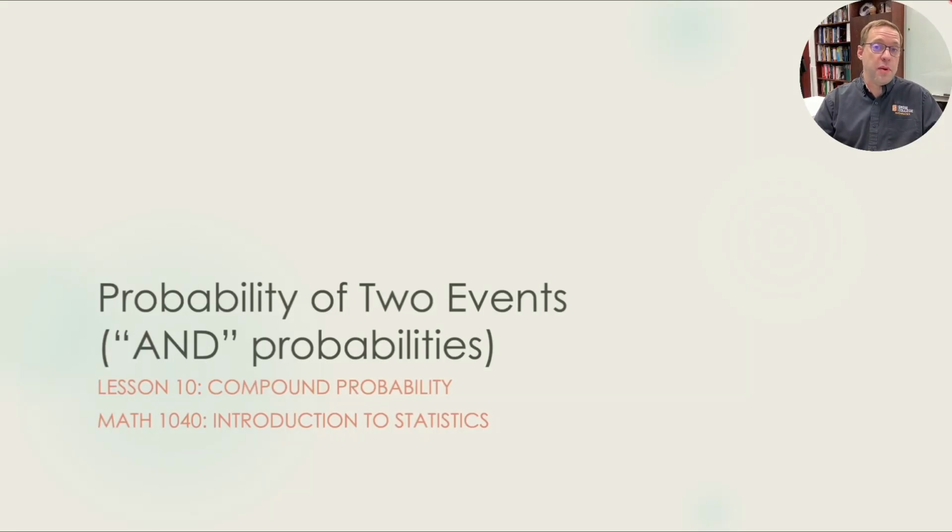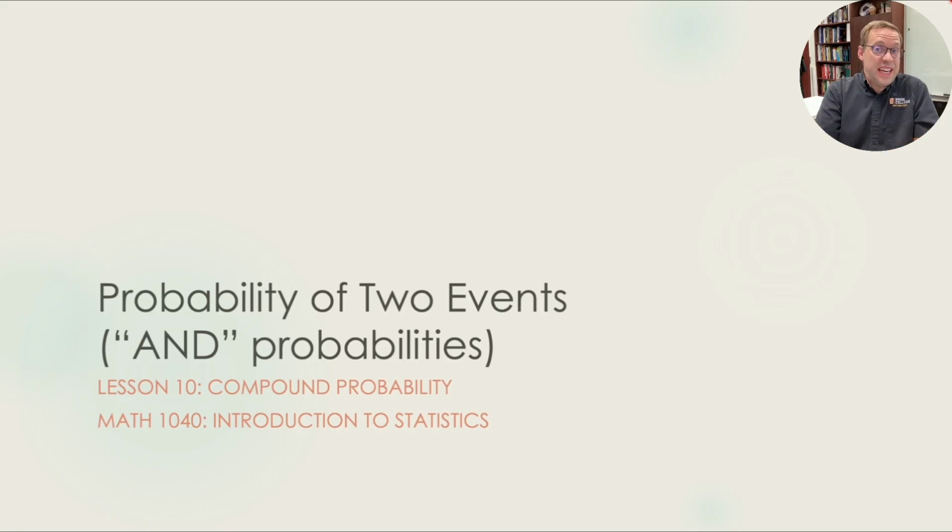We've been talking about the probability of two events. We started off by saying, well, what's the probability of this event or this event? And the way we do that is we add them. What's the probability of A or B? Well, that would be the probability of A plus the probability of B.